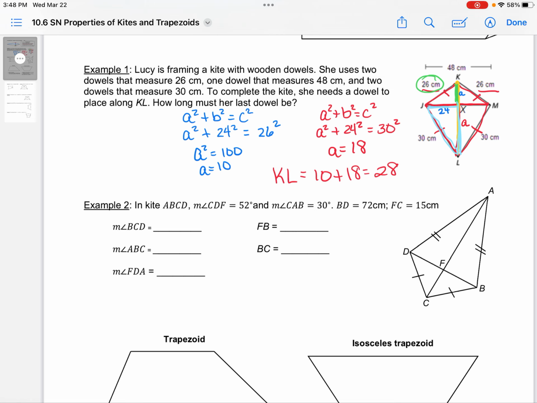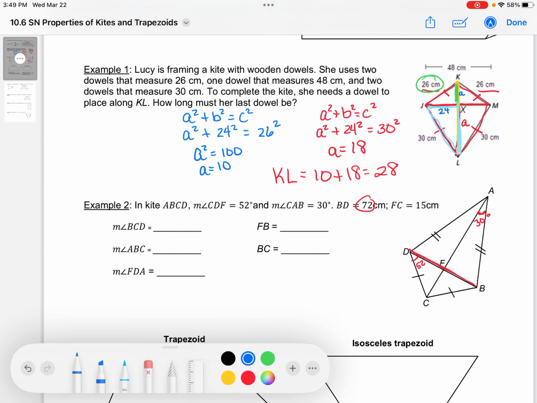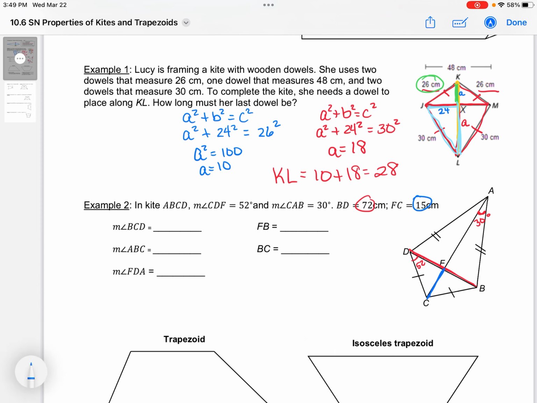Okay, so this kite we're going to do angles. So CDF is 52. CAB is 30. BD is 72. So this whole thing right here is going to be 72. And FC, this little one, change colors. This little one's going to be 15.